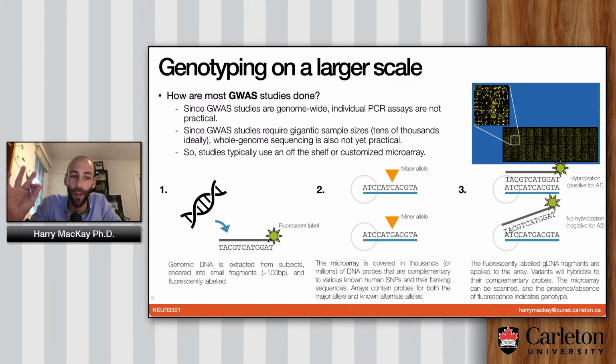You can't possibly run a separate PCR reaction for millions of different SNPs. It just can't be done. You need a faster and more efficient way to genotype that many. So you also need gigantic sample sizes.